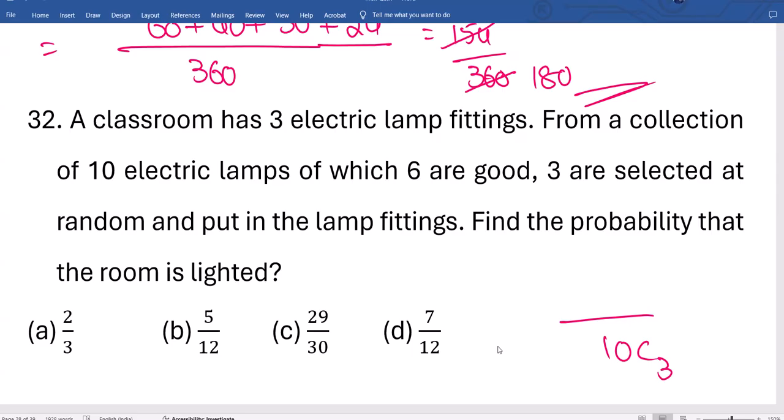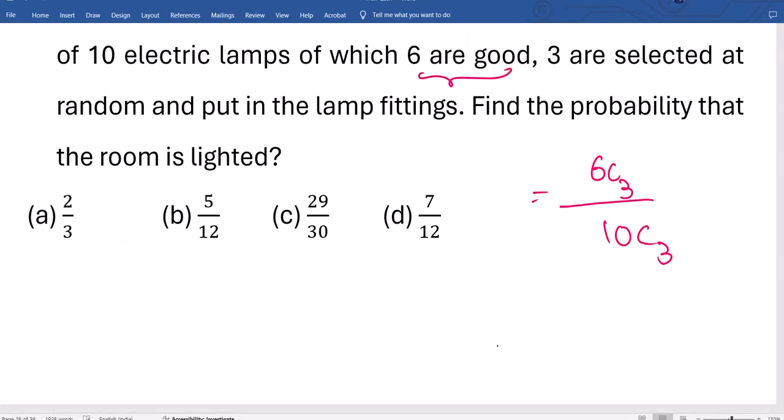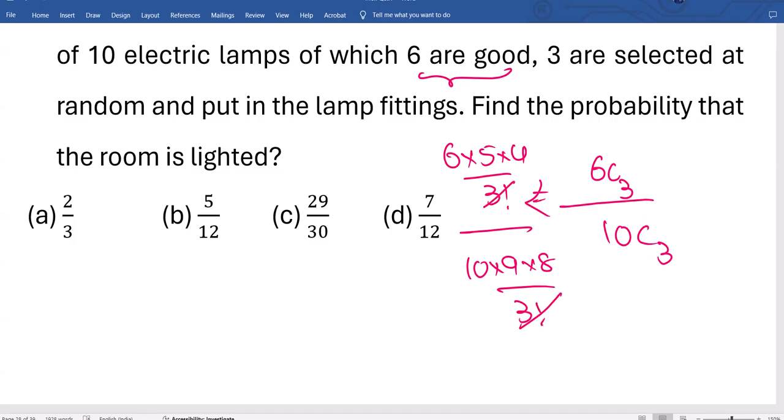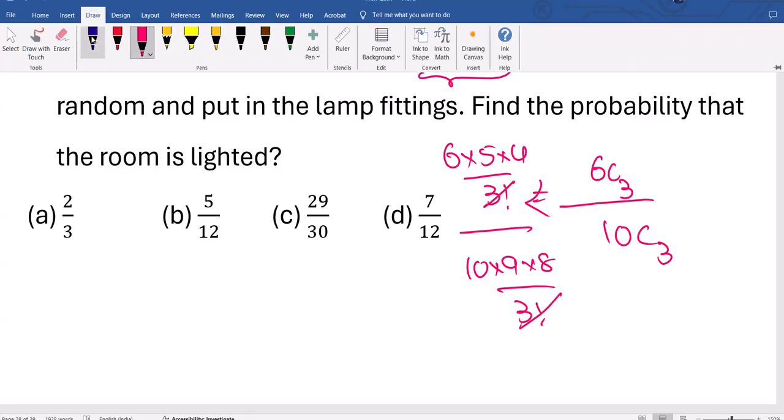What about favorable? You want the room lighted, meaning it should be a good one. How many good ones are there? 6 are good. So we need to pick 3 from the 6. 6C3 out of 10C3. Again, ignore the options. Do your calculations. So 6C3 means 6 into 5 into 4 divided by 3 factorial. 10C3 is 10 into 9 into 8 divided by 3 factorial. 3 factorial will get cancelled.